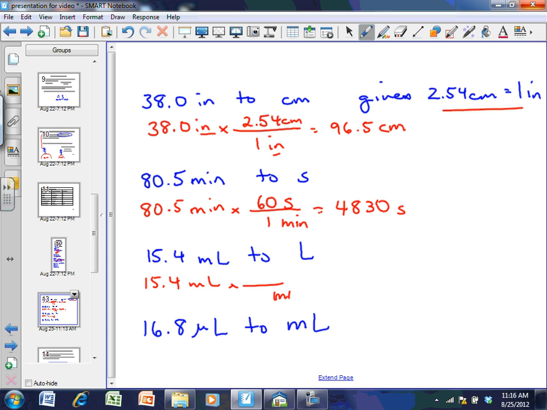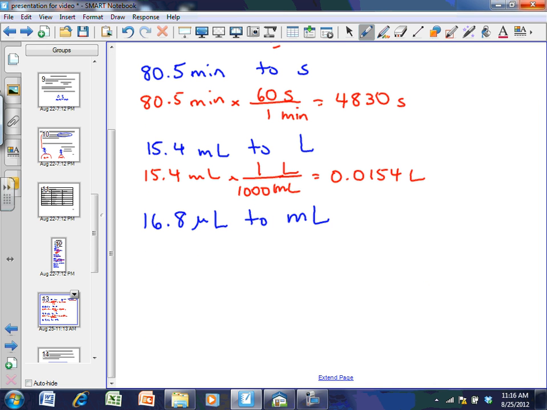Okay, 15.4 milliliters times, and then I put milliliters in the denominator, liters in the numerator. Which is bigger, milliliters or liters? Well, liters. 1. How many milliliters in a liter? 1,000. 15.4 times 1 divided by 1,000 is 0.0154. Don't forget the units, liters.